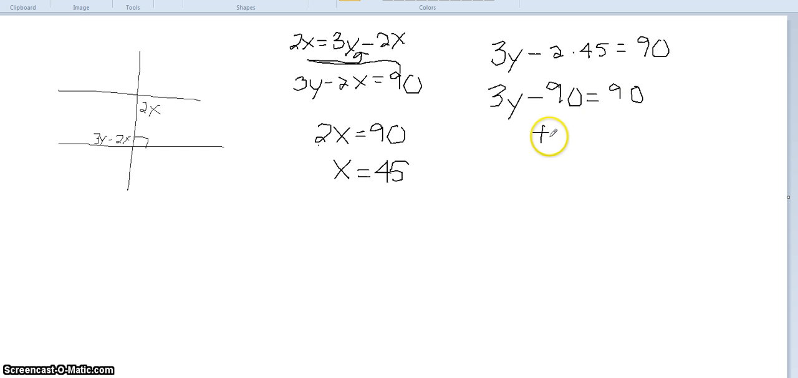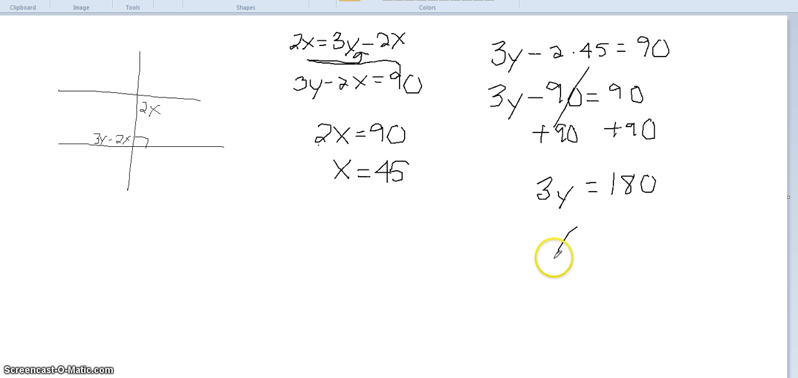Okay, so then we're going to add the 90 over. In my head I was solving it ahead of time and I was messing myself up. So we'll have 3y equals 180. Divide the 180 by 3 and you get 60 for y. Okay, so y has to be 60 degrees, x has to be 45.